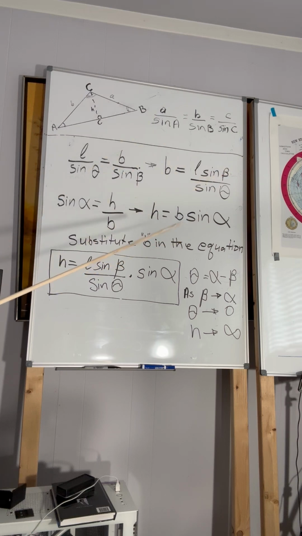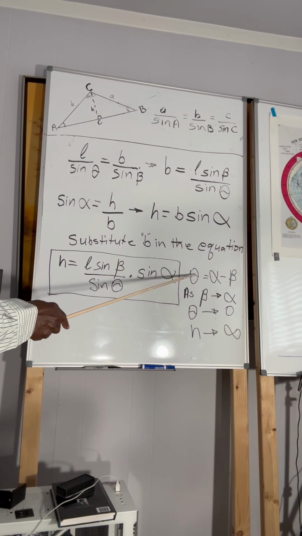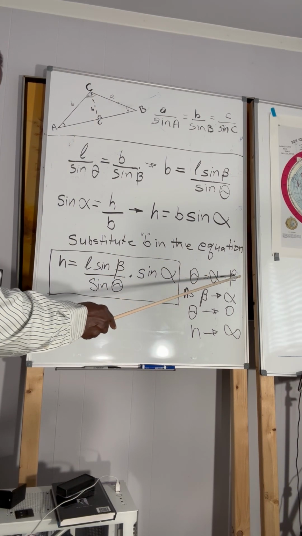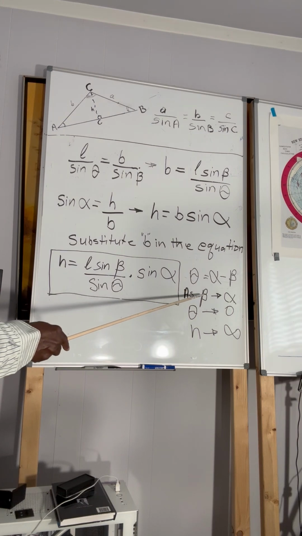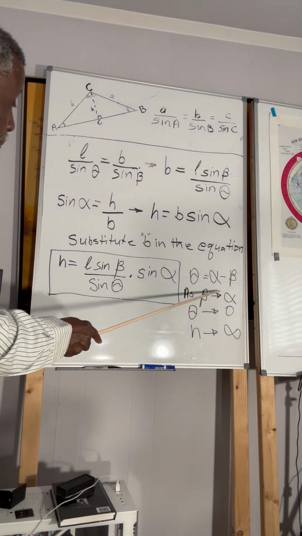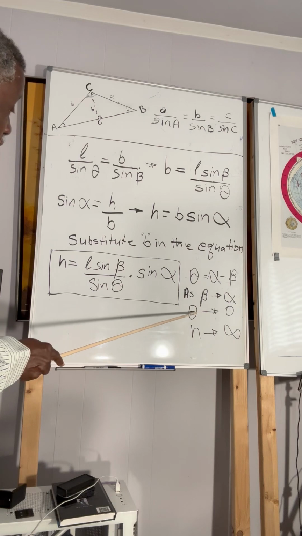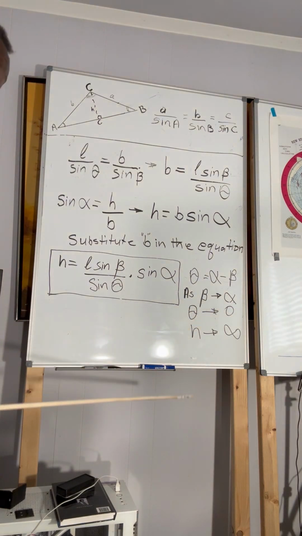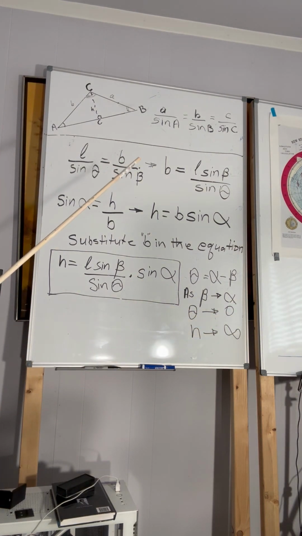All we need to do is measure the angles better, make sure we have the distance, and alpha and beta, measure those angles, and theta is equal to alpha minus beta. As you can see, as the angle beta approaches the value of alpha, theta becomes 0 and height becomes infinity.